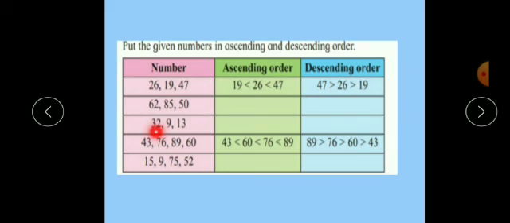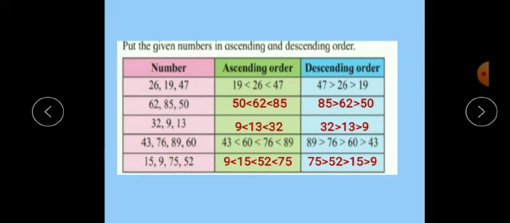The numbers are 32, 9 and 13. First we will write the ascending order, meaning smaller to bigger. So first the number is 9, after that 13, after that 32. And in descending order, first we will write the bigger number, that is 32, then 13, then 9. Now see the last example: 15, 9, 75 and 52.